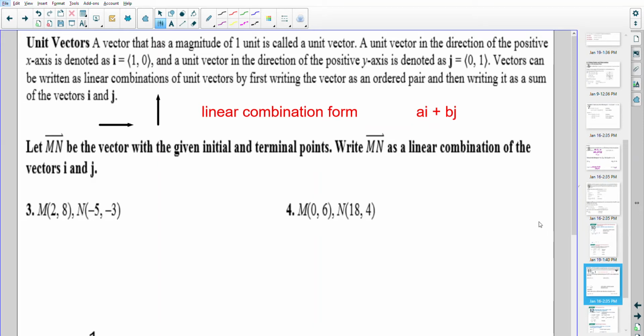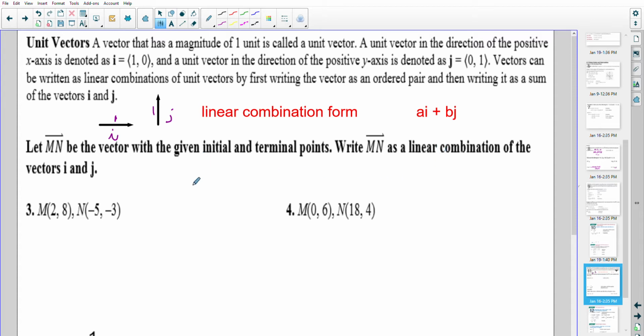The form that you can write a vector in is the linear combination form, and that is in the form of ai plus bj. What that means is that you have an i and a j vector as written up here, and you're going to see that i has a length of 1. That's the magnitude. And j has a length of 1. That's the magnitude. So i is horizontal, j is vertical. They have a length of 1.